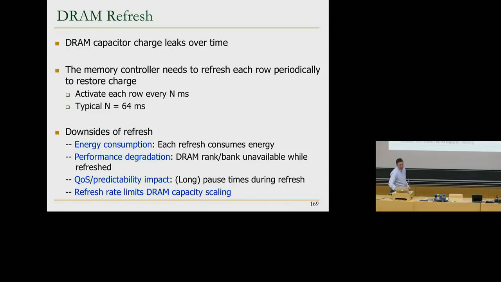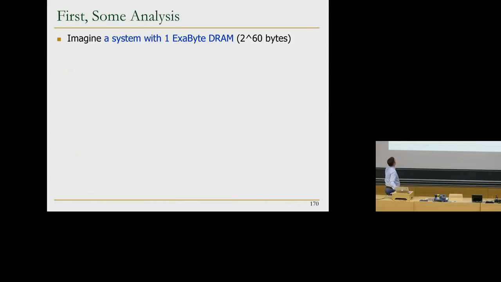So first, some analysis. And this is the homework. Imagine a system with 1 exabyte DRAM. A lot. So kilo, mega, giga, tera, peta, exa. A lot of bytes, 2 to the 60 bytes. And imagine that we have a row size of 8 kilobytes. So we are storing 2 to the 13 bytes in one row. How many rows do you have?